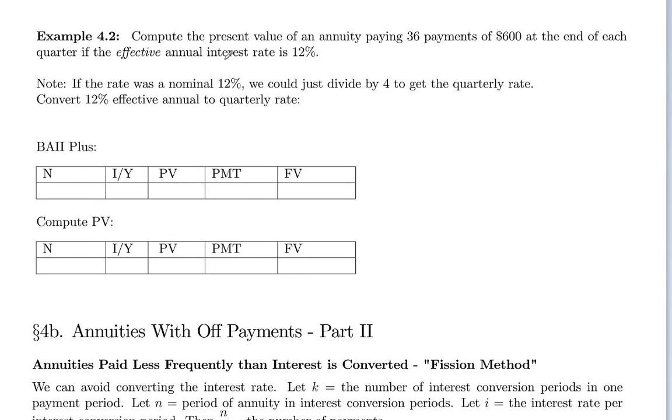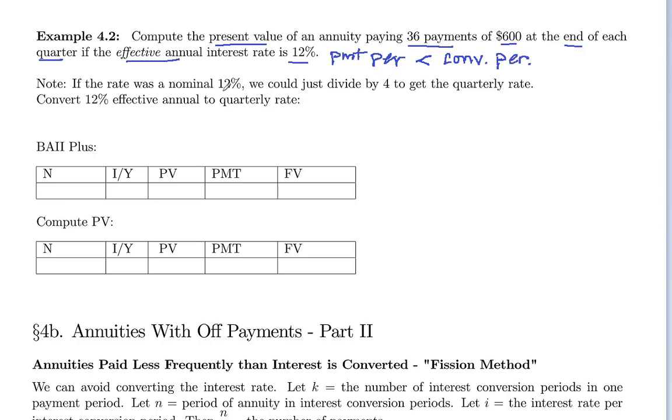Okay, next example we're going to consider where payment size of payment period and conversion period are reversed. So we want to compute the present value of an annuity paying 36 payments, 600 at the end of each quarter, so annuity immediate, if the effective annual rate is 12%. Notice here now that the payment period is less than the conversion period. So that's the opposite of what happened in the last problem.